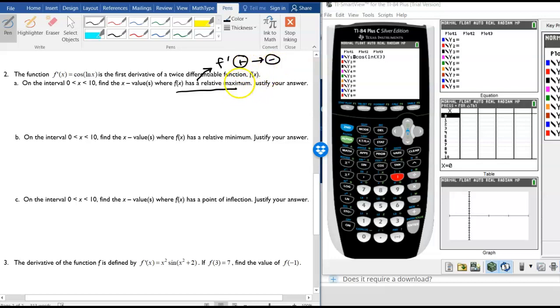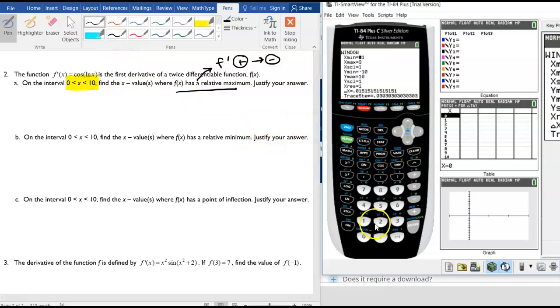Before I graph, I need to think to myself, is there a certain window I need to be in? I notice I'm going from 0 to 10, so I want to be in the window from 0 to 10 for my x values. That way I'm not putting in answers that aren't in my actual interval. For my y min and max, if you're not sure, you can definitely leave it as negative 10 to 10. But cosine is a function that is always between negative 1 and 1, and so my y values will be between negative 1 and 1.